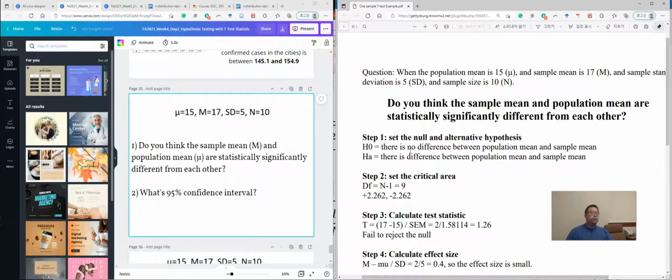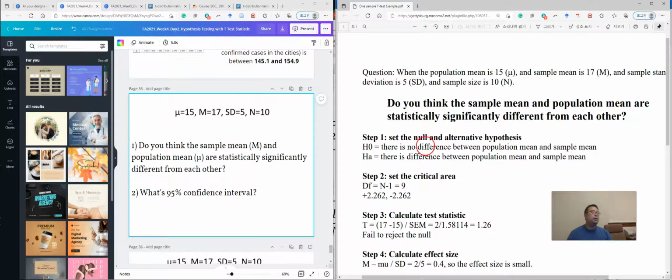In this example, step number 1, every time you do hypothesis testing, is just setting up the hypotheses. So H0, the null hypothesis, is very cynical: there is no difference between the population mean and the sample mean. The alternative hypothesis is arguing that there is a difference between the population mean and the sample mean. That is the first step.